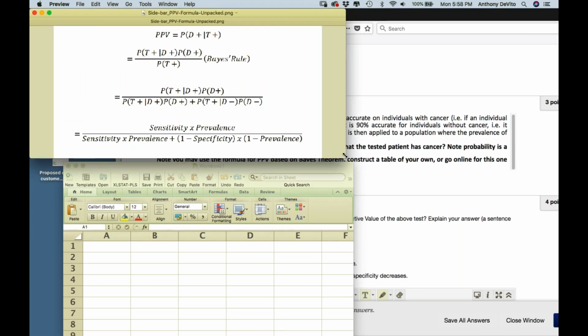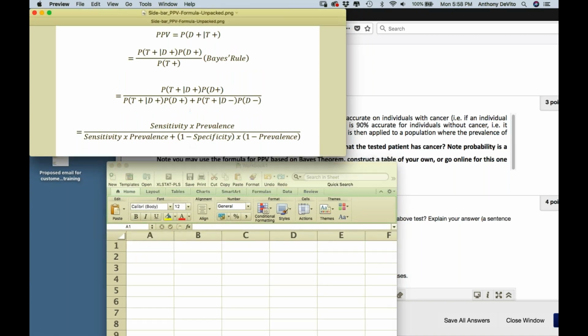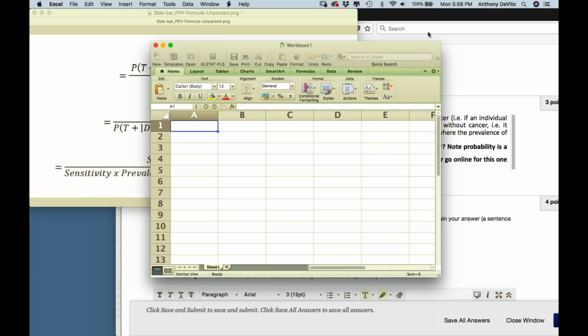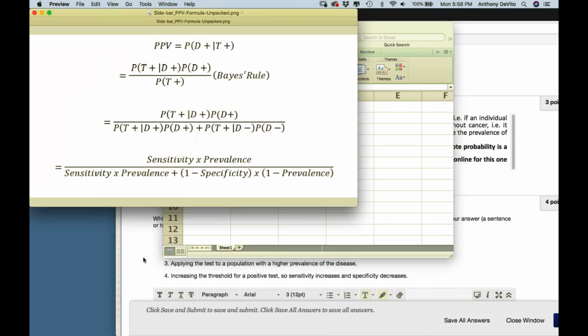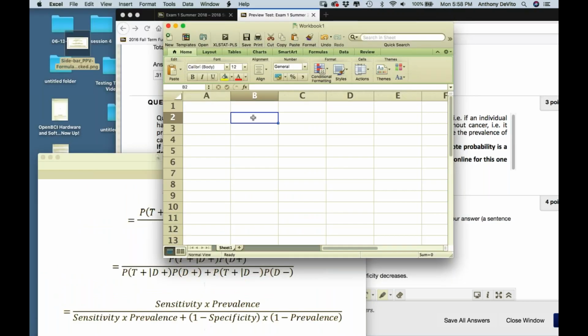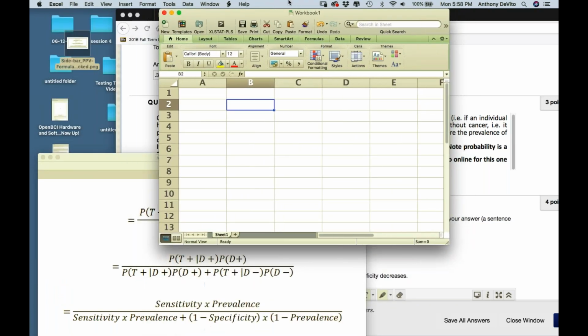Actually, let me move it down below. Okay, I'm going to ask you to help me with these numbers again now. Okay, so the sensitivity in this particular case was, what was it? Anybody remember? 99%, right? So the sensitivity was 0.99.